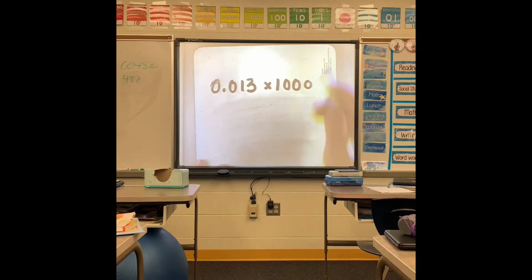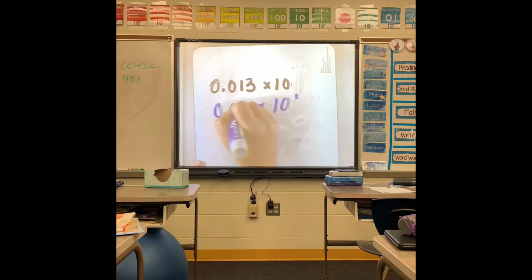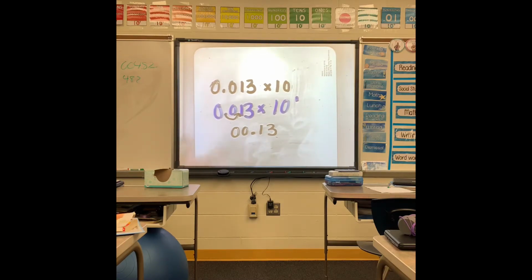And now let's see, I'll just do 1, 0. That is the same thing as 10 to the first power because there's only 1 0. So because there's 1 0, it's 10 to the first power. So now you're just moving it 1 to the right. So you have 0, 0. Now your decimal has fully moved.